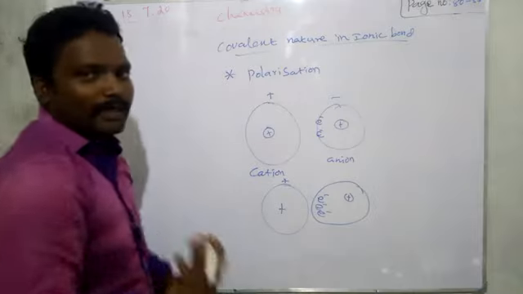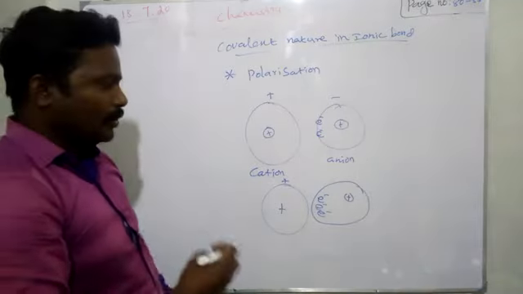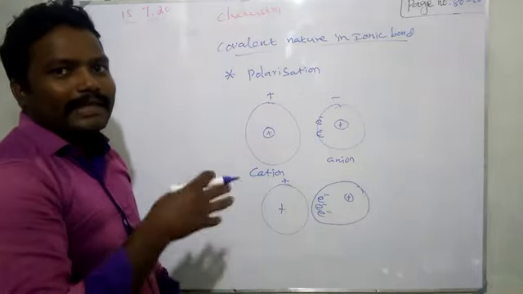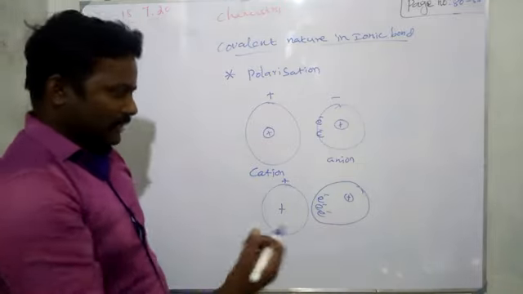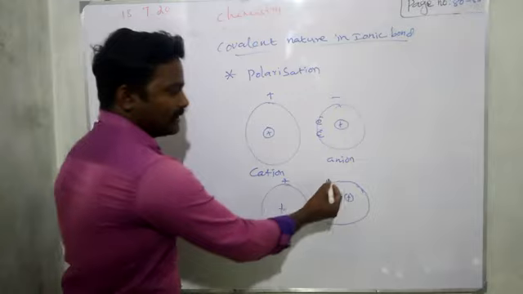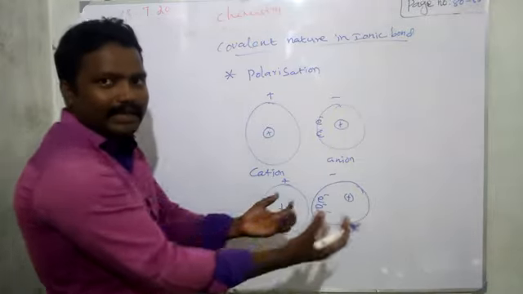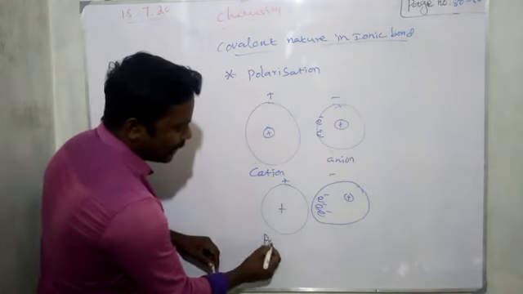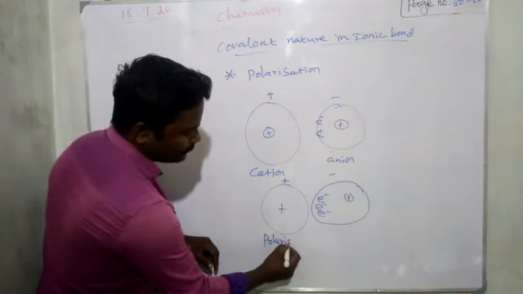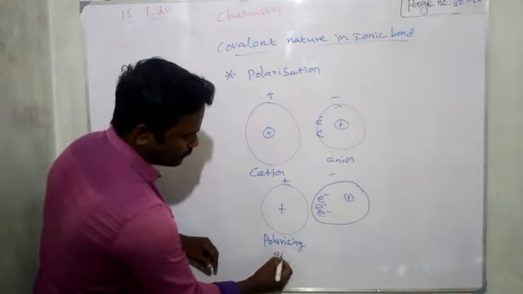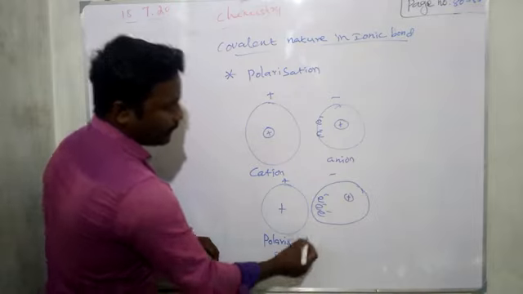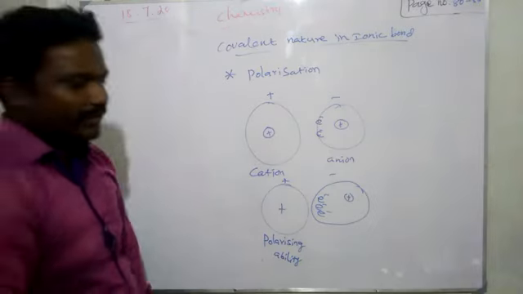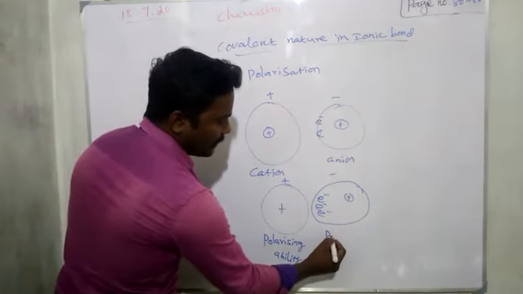So who has the polarizing ability? The cation. That's why the cation causes polarization of the anion. Anionic electrons are attracted by the cation. That ability is called polarizing ability. What about the anion? The anion undergoes the polarization. That is called polarizability.